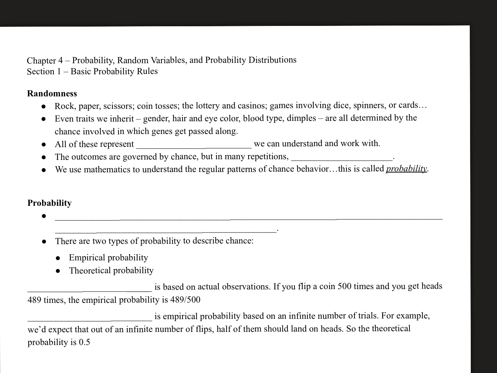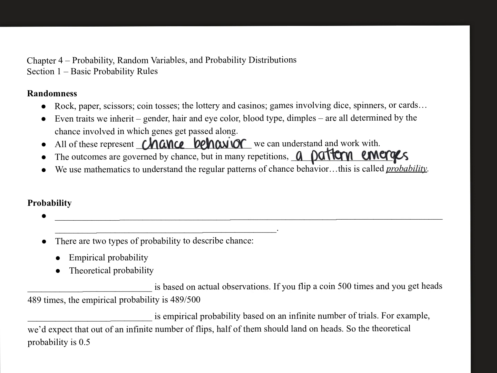Even traits we inherit, such as gender, hair and eye color, blood type, dimples, are all determined by the chance involved in which genes get passed along. All of these represent chance behavior that we can understand and work with. The outcomes are governed by chance, but in many repetitions, a pattern emerges. And we use mathematics to understand the regular patterns of chance behavior, which is called probability.